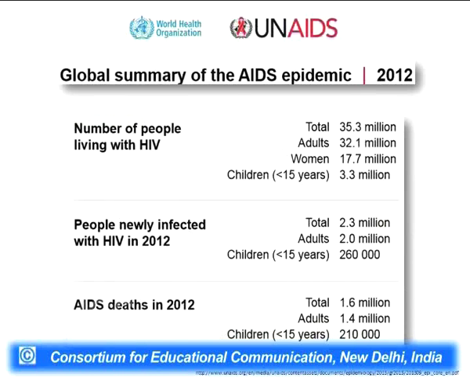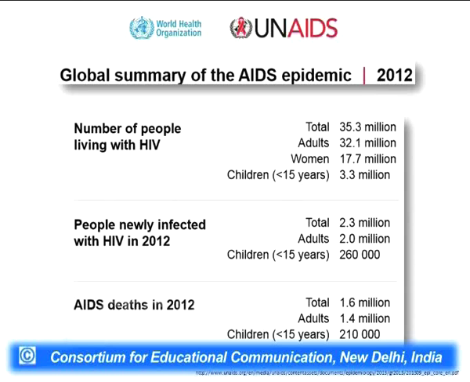If we see the global scenario of the AIDS epidemic, the latest statistics released by the World Health Organization in 2012 say that the number of people living with AIDS is about 35.3 million cases, of which adults constitute 32.1 million, women constitute 17.7 million, while children of age less than about 15 years are about 3.3 million cases.